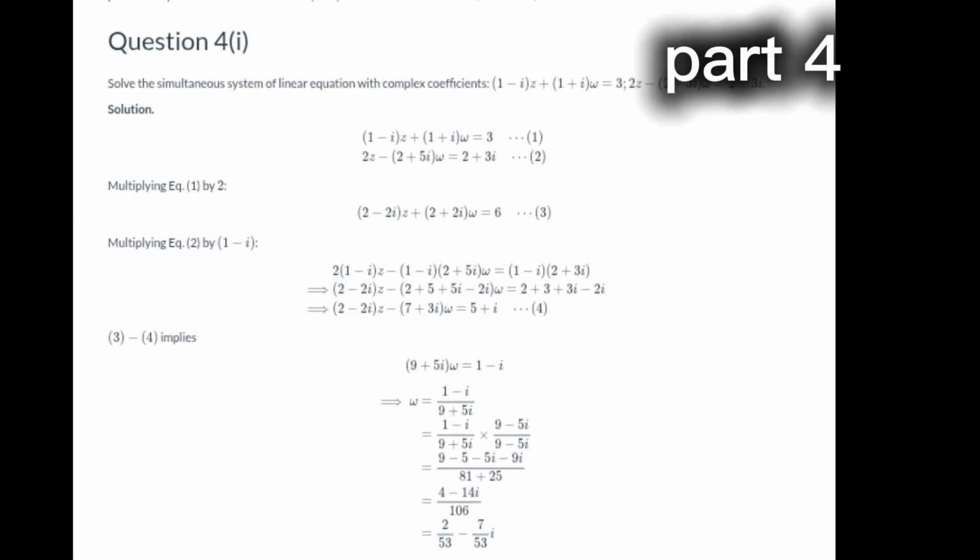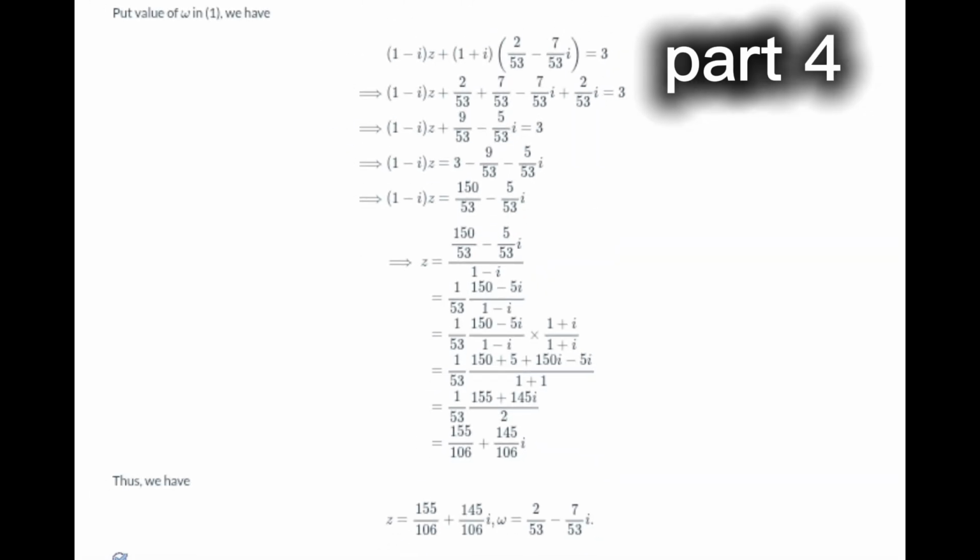Elimination method. We aim to eliminate one variable, in this case, z. Multiply. Multiply equation 1 by 2 and equation 2 by (1 - i). Subtract. Subtract the new second equation from the new first equation to eliminate z. Solve for w. Isolate w. This requires multiplying the numerator and denominator by the conjugate of the denominator, 9 minus 5i. w result. After simplification, w equals (53 + 7i) over 53.